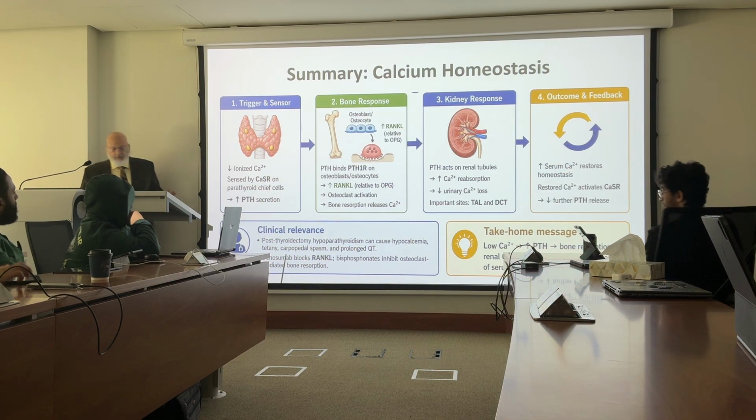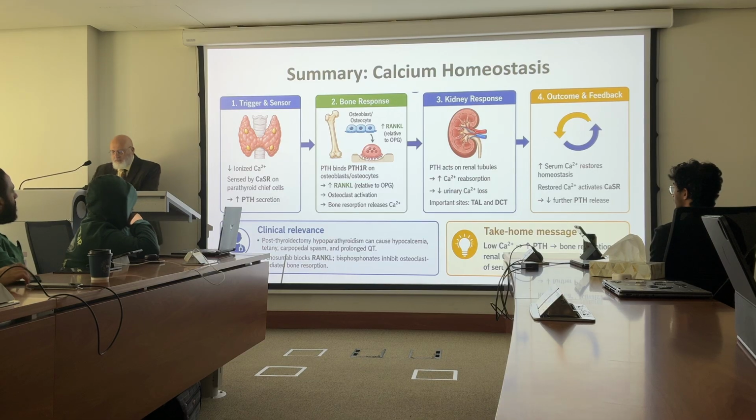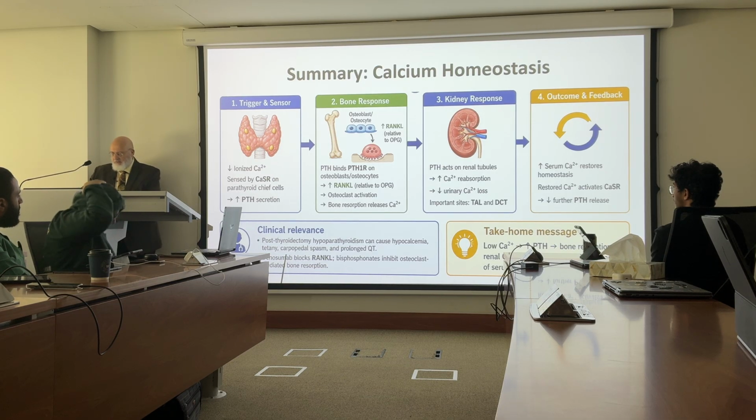Okay, so to summarize this lecture, lower calcium will trigger the calcium sensing receptor to sense there's no calcium. PTH will be released. PTH will work in two organs, on the bone and in the kidney. In the bone, it works through the PTH receptor, stimulating RANK ligand on osteoblasts and osteocytes, which stimulates osteoclasts by binding to the RANK receptor.